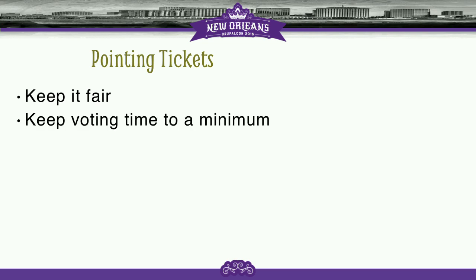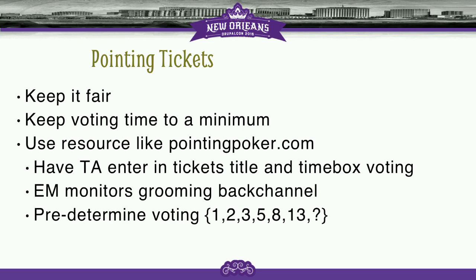So in order to keep it fair and keep that time to a minimum, I strongly recommend using something like pointing poker, where you have, let's say, the tech lead enter in the title of the tickets, and then you can allow voting asynchronously online, and it has full visibility across everybody on the team, everybody who's participating. Typically, in a project we would run, the engagement manager or the project manager is monitoring the back channel for any kind of issues or questions that are being brought up, but the voting is fixed to a typical Fibonacci sequence, and it's just time-based. So you'll see a countdown clock. If 2-3 minutes are being spent talking about the ticket, that means it probably should go back into discovery. It really helps if you have a lot of stuff to get through.